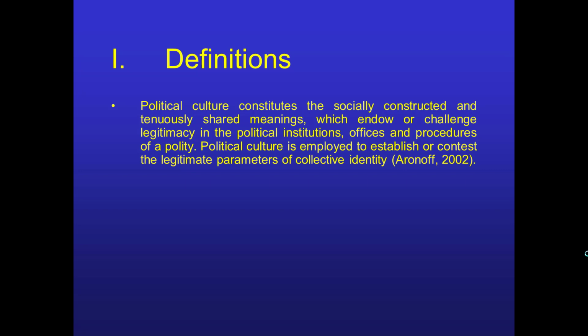The last part of this definition: political culture is employed to establish or contest the legitimate parameters of collective identity. So right here also, Aronoff is saying that culture is a significant unit of measurement that defines, regulates, and differentiates between the us and the them. Who are we? What do we stand for? What are we against? Who is not part of our group? Whenever politics is involved, or we don't even have to talk about politics, right? We can talk about sports, identification, right?